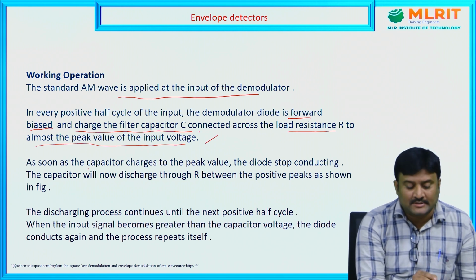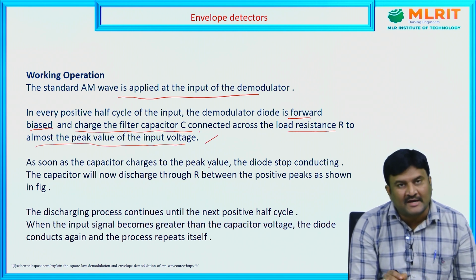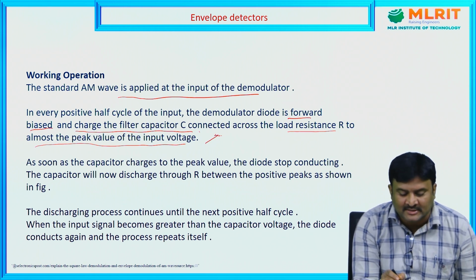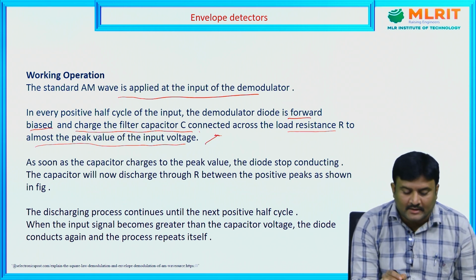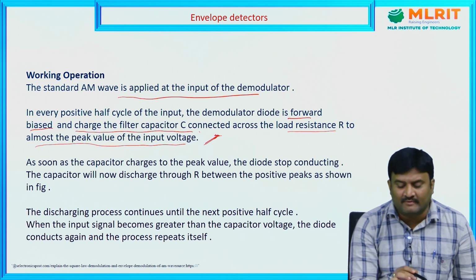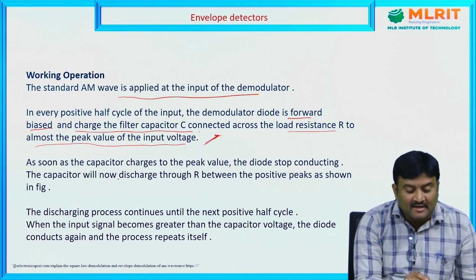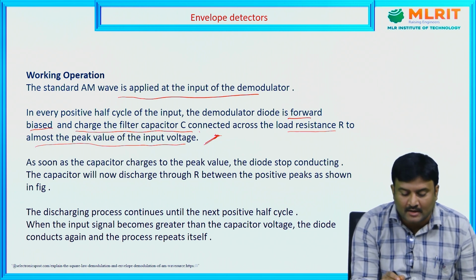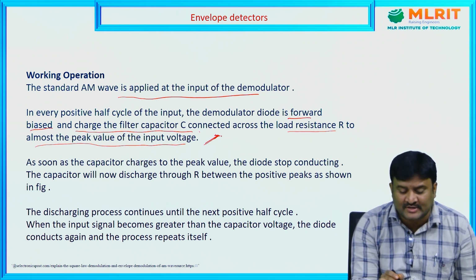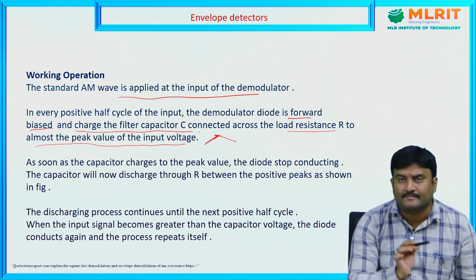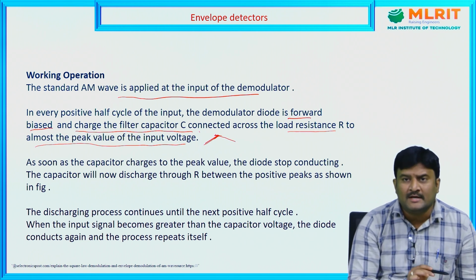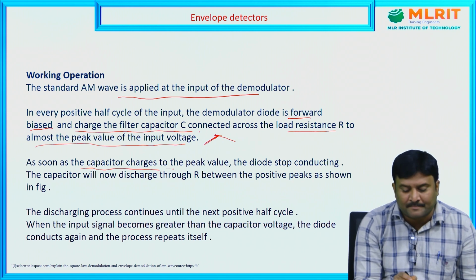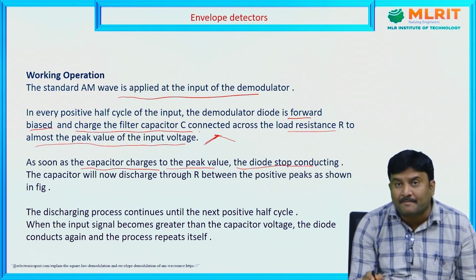As soon as the capacitor charges to the peak value, the diode stops conducting. That means the positive half cycle is completed and it reaches the maximum peak value. What is the next step? The capacitor will now discharge through R between the positive peaks. It does not suddenly discharge, it discharges slowly.